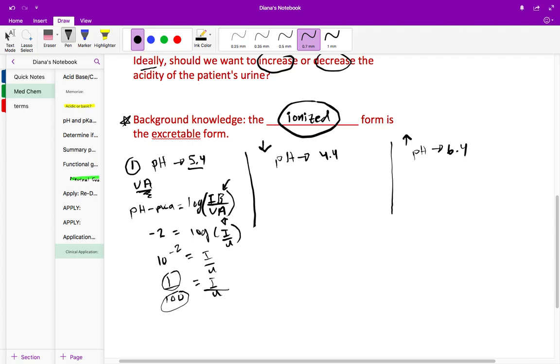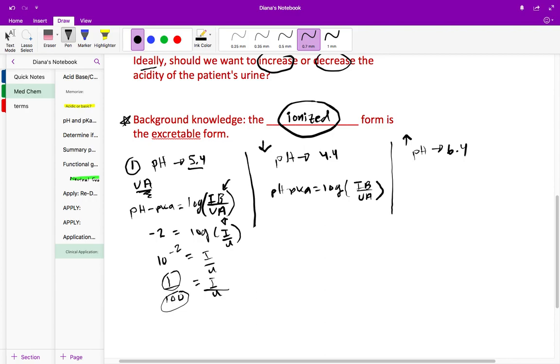So that's for the first one, just for reference. So we are primarily unionized. Now what happens when we decrease the pH? Now we're going to do pH minus pKa equals log of ionized over unionized.